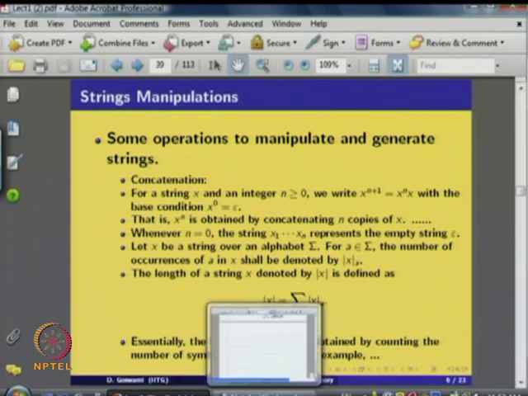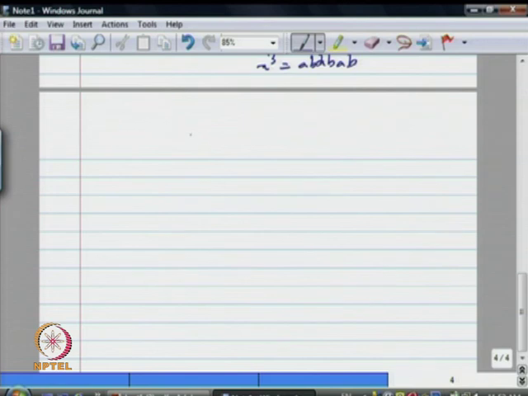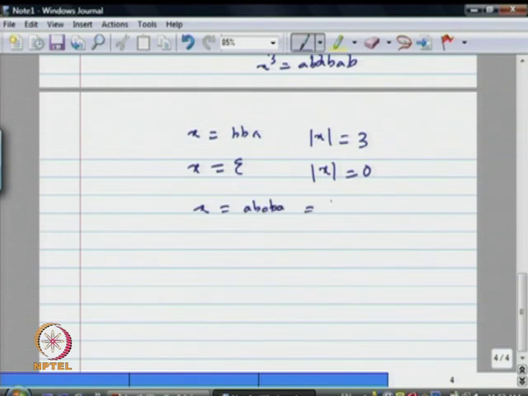For example, if x equal to say bba, then the length of string x is 3, because there are 3 symbols in it. If x equal to epsilon, that is an empty string, then the length of the string is 0. If x equal to say ababa, then the length of the string x is 5.